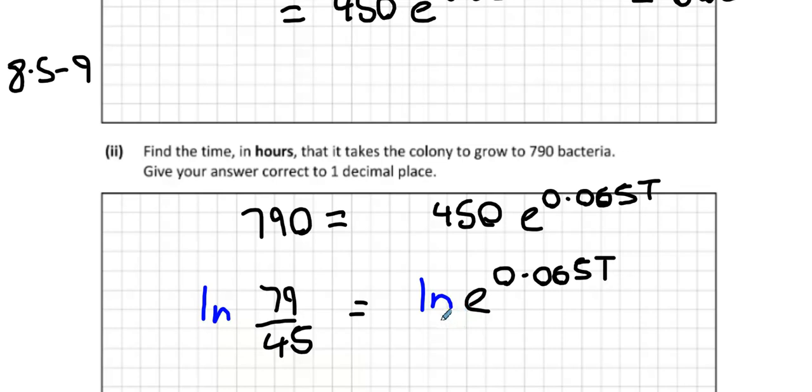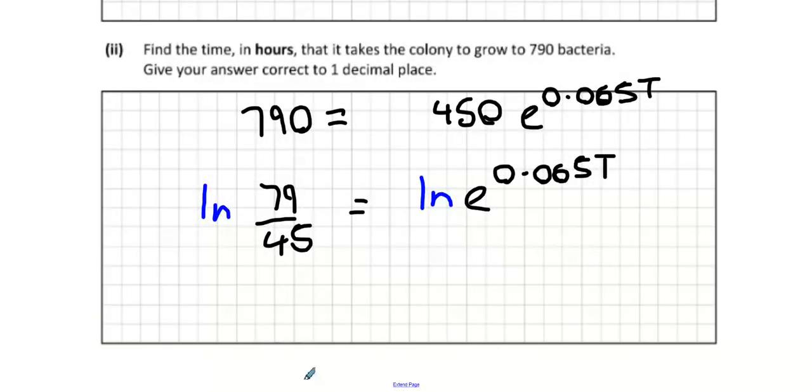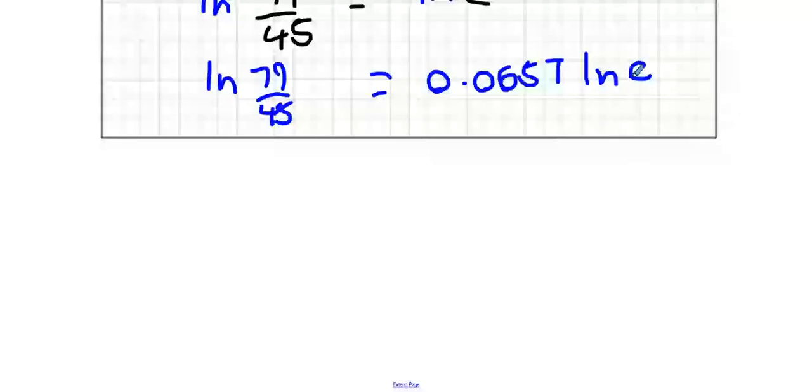Good job. Bring the power to the front: 0.065 t ln e. And then over here, keep it the same, don't you? What is ln e? 1. So it doesn't matter. And how do we get t on its own?